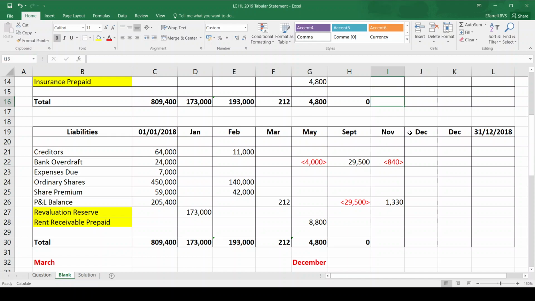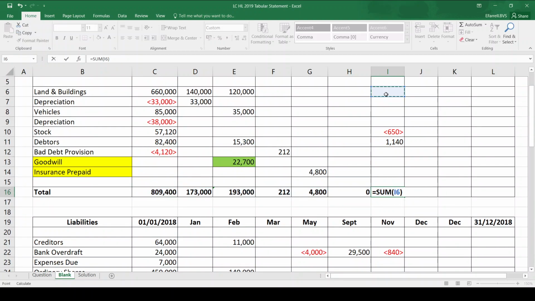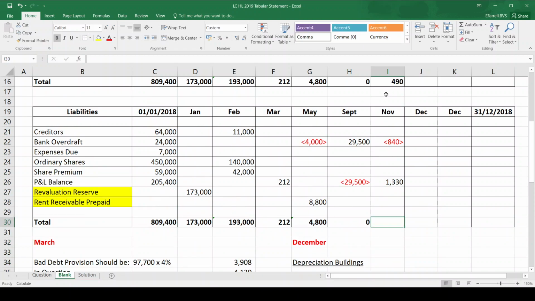So now I just need to total my assets and my liabilities to make sure that they balance. So my assets total €490. And my liabilities total €490. So again, it balances.